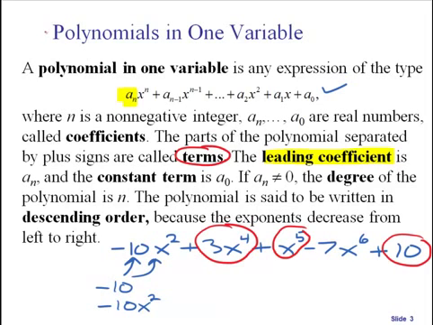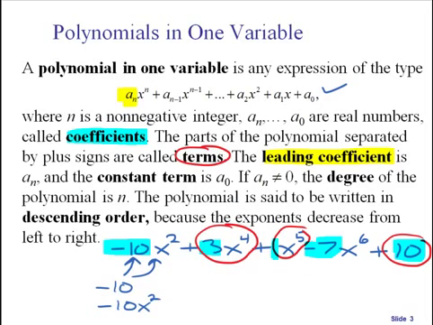Okay, the coefficients are just all the numbers. So there's a coefficient, there's a coefficient. Well, there's an invisible coefficient of 1 right there. This is a coefficient. Don't forget that that's negative 7. And then here's a coefficient of 10.